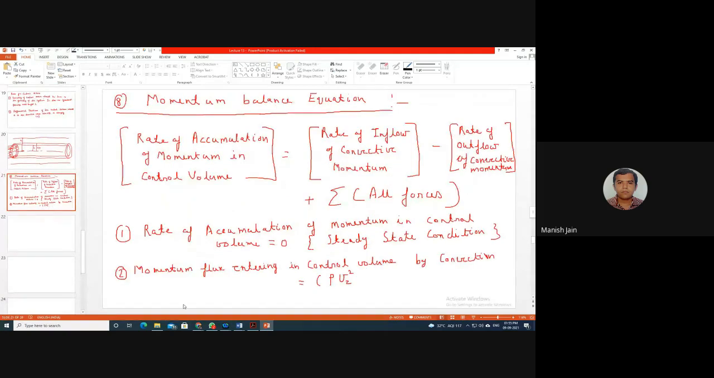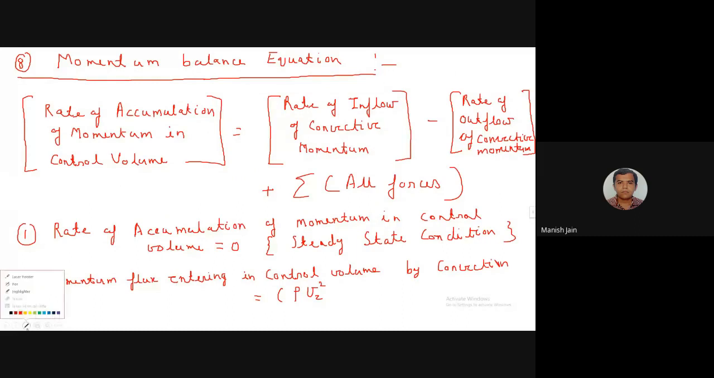So here you have to write rho Vz square multiplied by the cross sectional area. Vz is the velocity, rho is the density. You have to multiply rho Vz square by the cross sectional area, that is 2 pi r dr. That is the amount of convective momentum entering in the control volume from z equal to 0. Okay, that is the amount of convective momentum entering in the control volume.